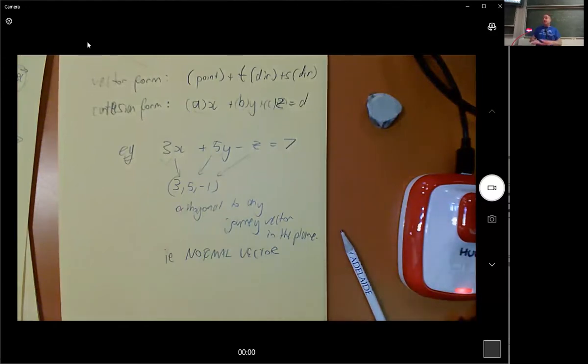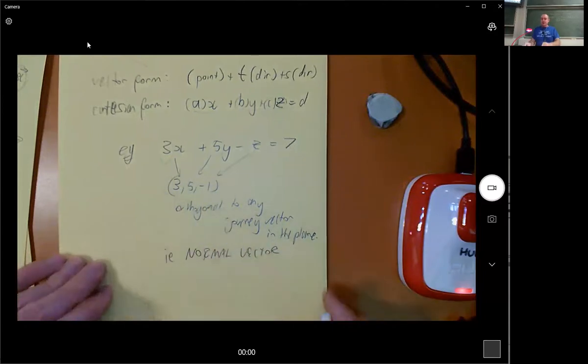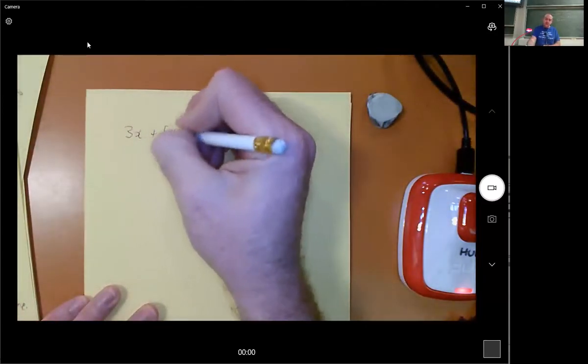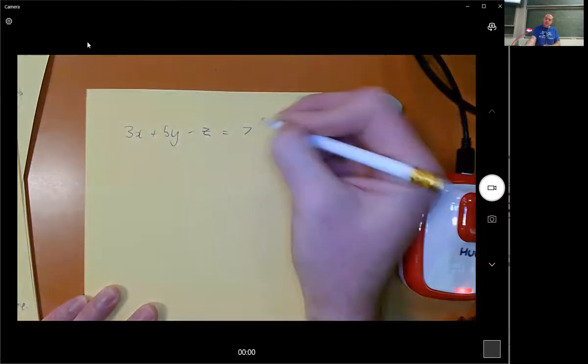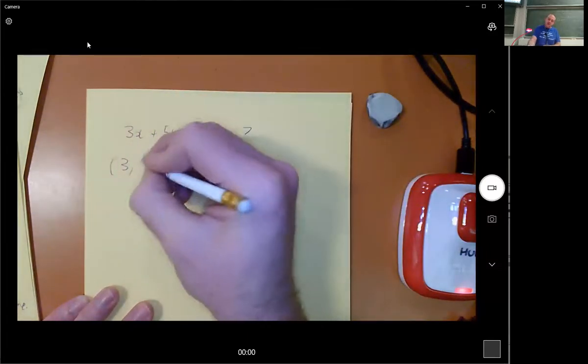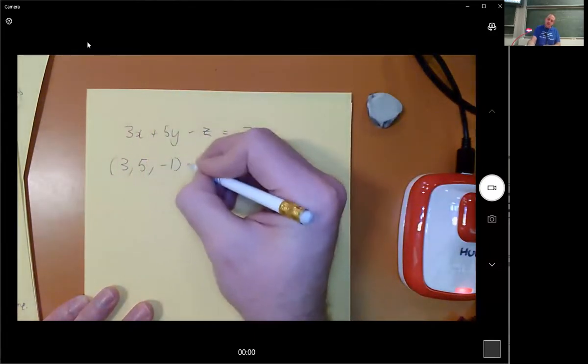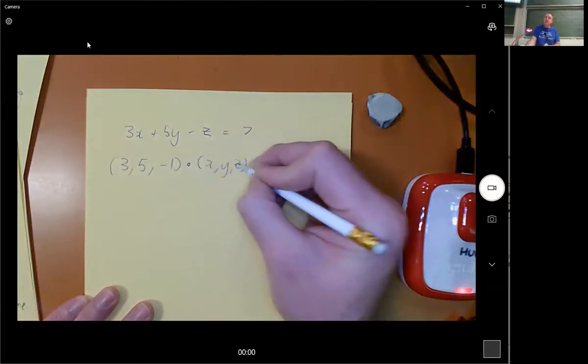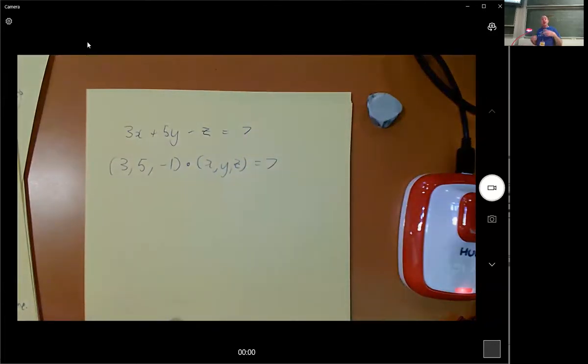And there are good reasons why it works out this way, because if I see this as a vector, if I see this equation 3x plus 5y minus z equals 7, I can go, well, that's the same as the vector (3, 5, -1) dot with the vector (x, y, z), and it comes out to the answer 7. So again, it's a Cartesian form.